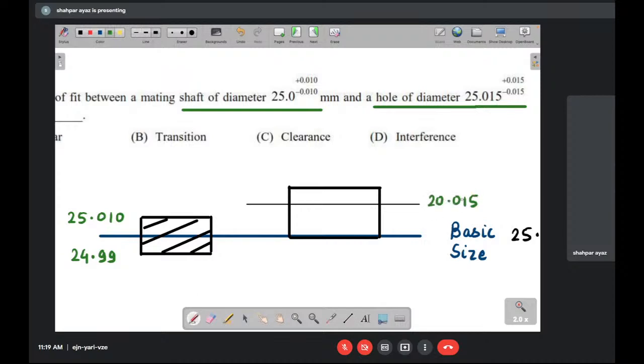20.015, and upper part will be your 20.030, and this is your 25.00, right? So there is a transition, therefore the right answer will be, you can see tolerance zones are overlapping with each other.